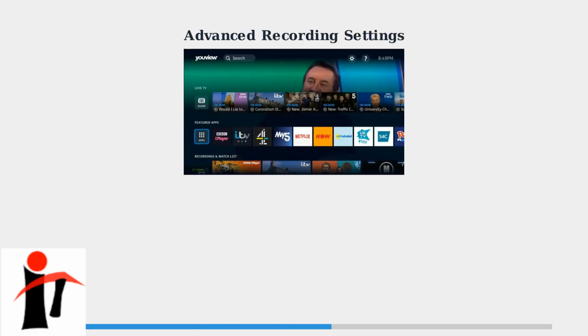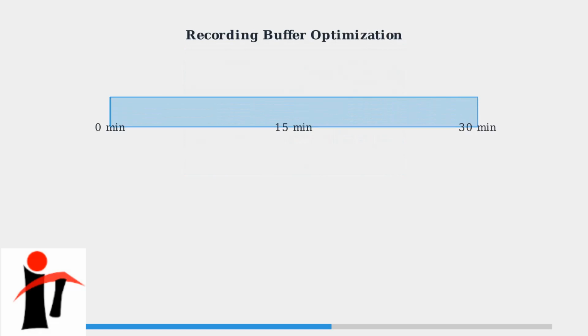When basic troubleshooting fails to resolve recording issues, it's time to explore advanced recording settings that can significantly improve your YouView box performance. The first critical setting to optimize is your recording buffer. Navigate to your recording preferences and maximize the buffer to 30 minutes. This extended buffer helps prevent recording failures during signal interruptions.